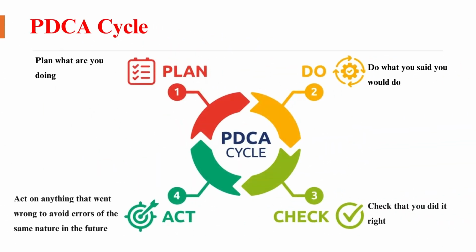The PDCA cycle stands for P: Plan what you are doing. D: Do what you said you would do. C: Check that you did it right. A: Act on anything that went wrong to avoid errors of the same nature in the future.